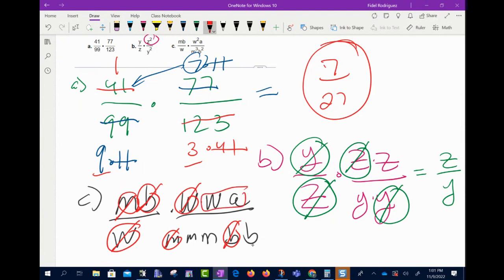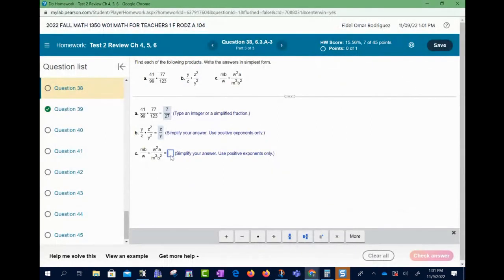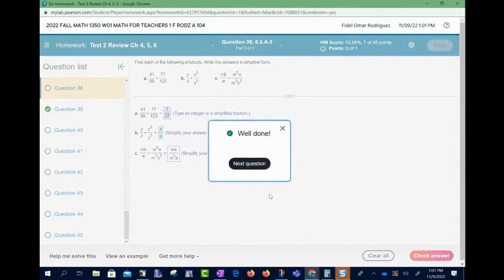So what's the only thing I'm still left with on the top? A W and an A. And on the bottom, I have 2 M's. So that tells me that's an M squared and then a B. So I have a W and an A on the top and an M squared and a B on the bottom. So WA divided by M squared, and then a B on the bottom. We got it.